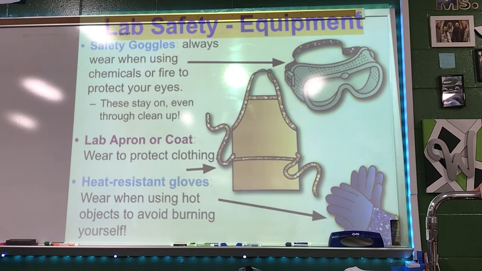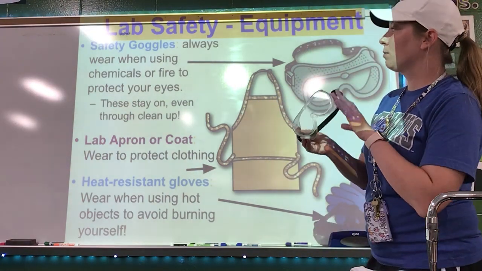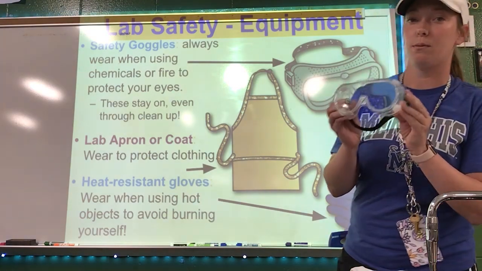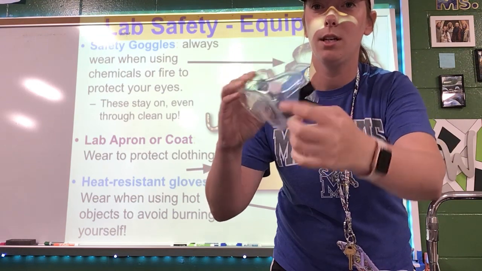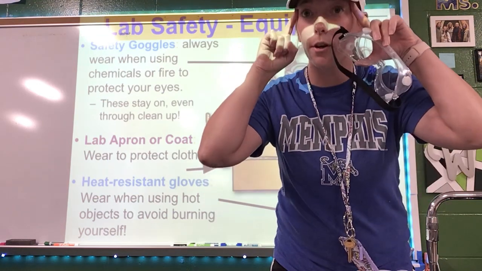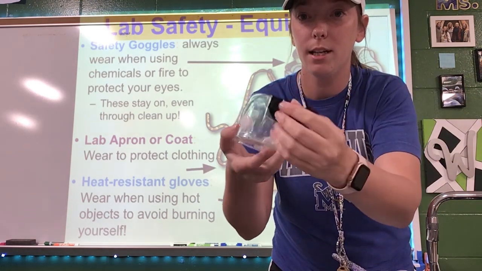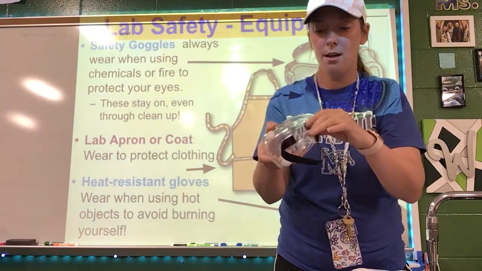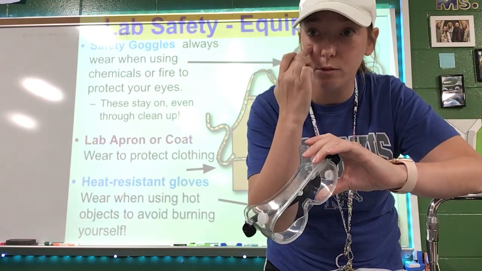So we have some safety equipment we need to talk about. The first one is goggles. Safety goggles are always worn when using chemicals or fire to protect your eyes. These stay on even through cleanup. So these are our safety goggles. They look like this. These are anti-splash, meaning when they go on your face, they create a seal all the way around. These ones can be adjusted by the sides here so that you can adjust them to fit around your head. Also make sure they fit snug, but they don't need to be so tight they're leaving marks around your face.